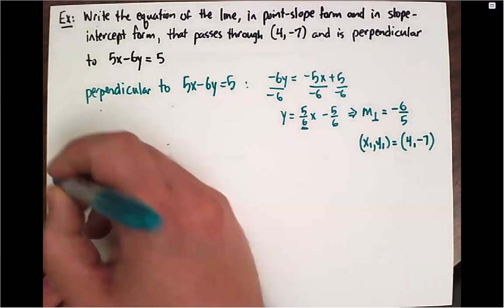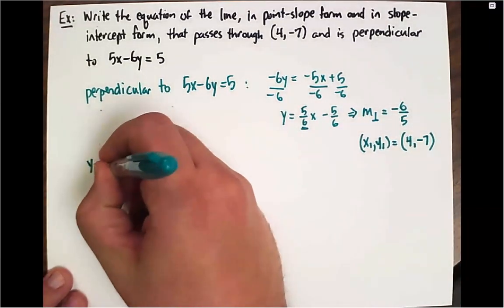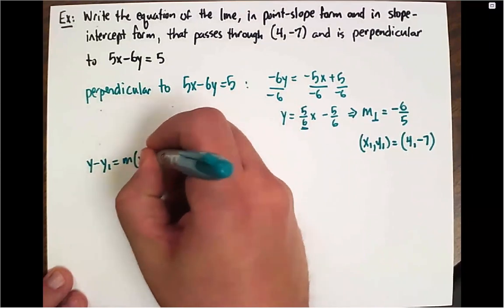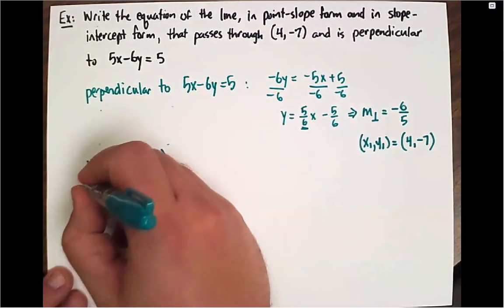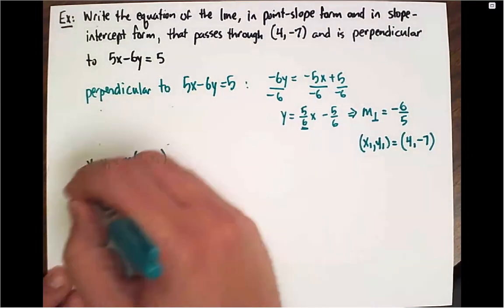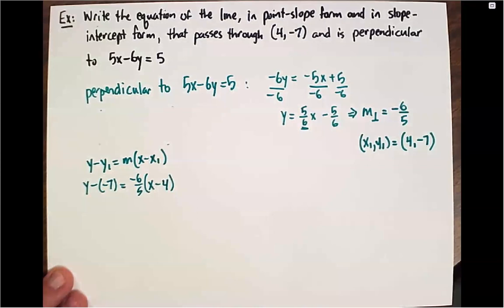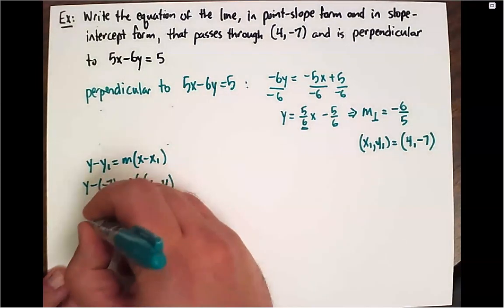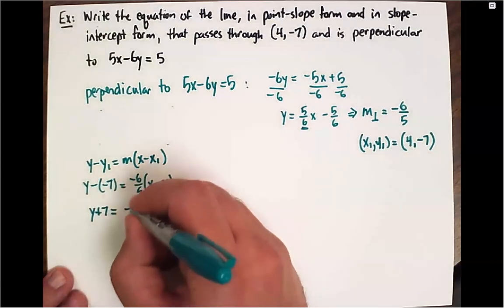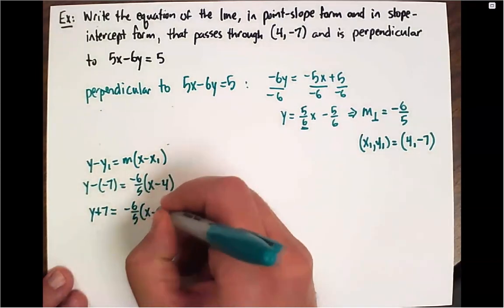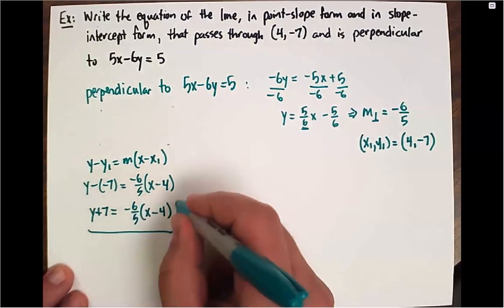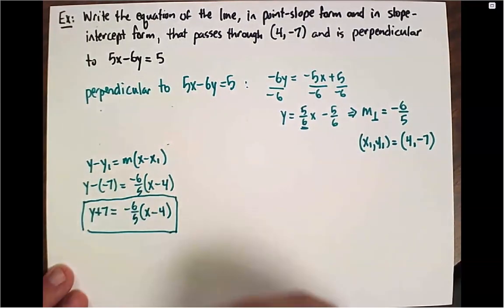So for point slope, y minus y sub 1 equals m times x minus x sub 1. So y minus negative 7 equals negative 6 over 5 times x minus 4. And then I don't want to leave that as minus negative 7, because that's just what? Plus 7, right? So this is y plus 7 equals negative 6/5 times x minus 4. So there is the point slope form.